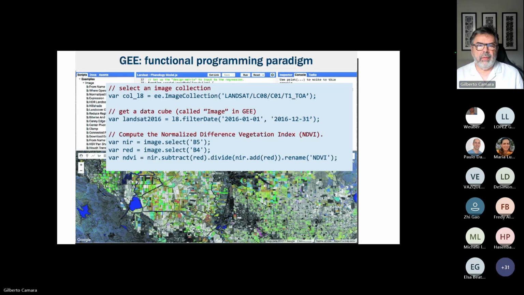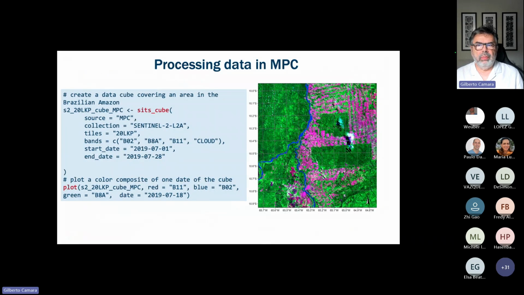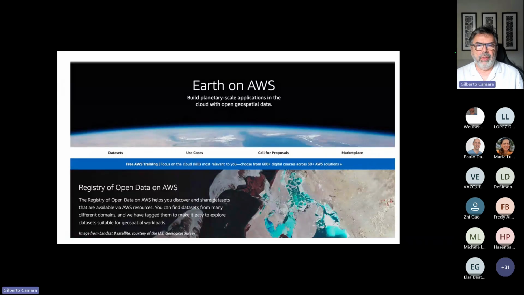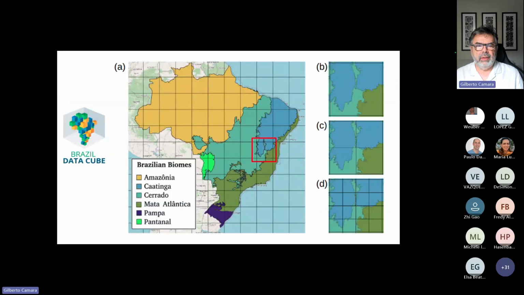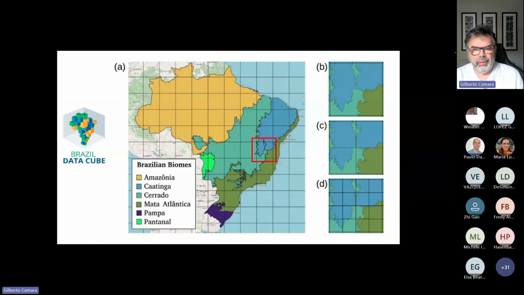So I'm going to jump a little bit on this, and I will start with the Brazil Data Cube. As you know, there are many. I'm going to start from Brazil Data Cube because we are in Brazil, but this is one example of a system which provides data for a country-based.